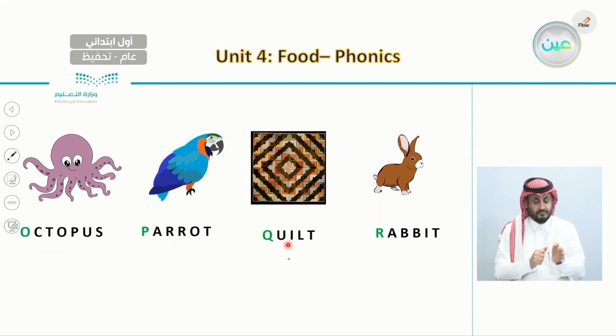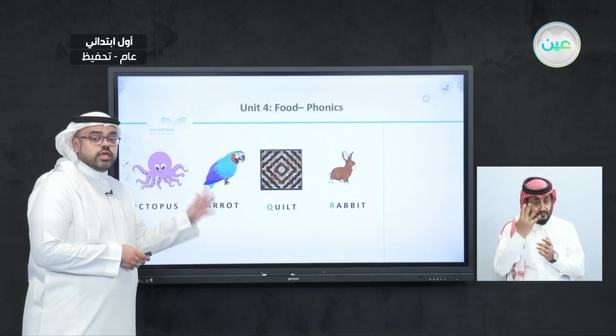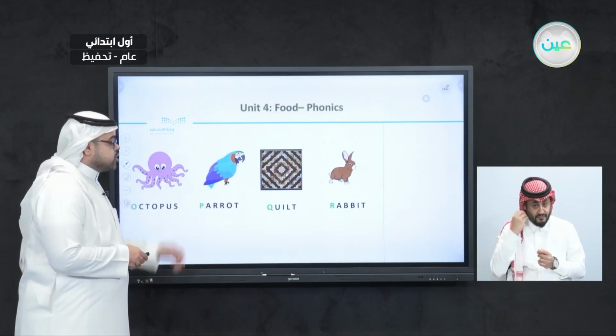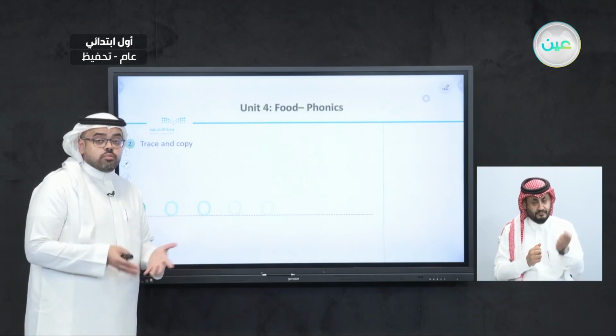And we have quilt. Quilt. Quilt starts with the letter Q. And here we have rabbit. Rabbit. Rabbit starts with letter R. So here we go. These are the 4 important words we have for our lesson today. Now, let's move on to the fun part.